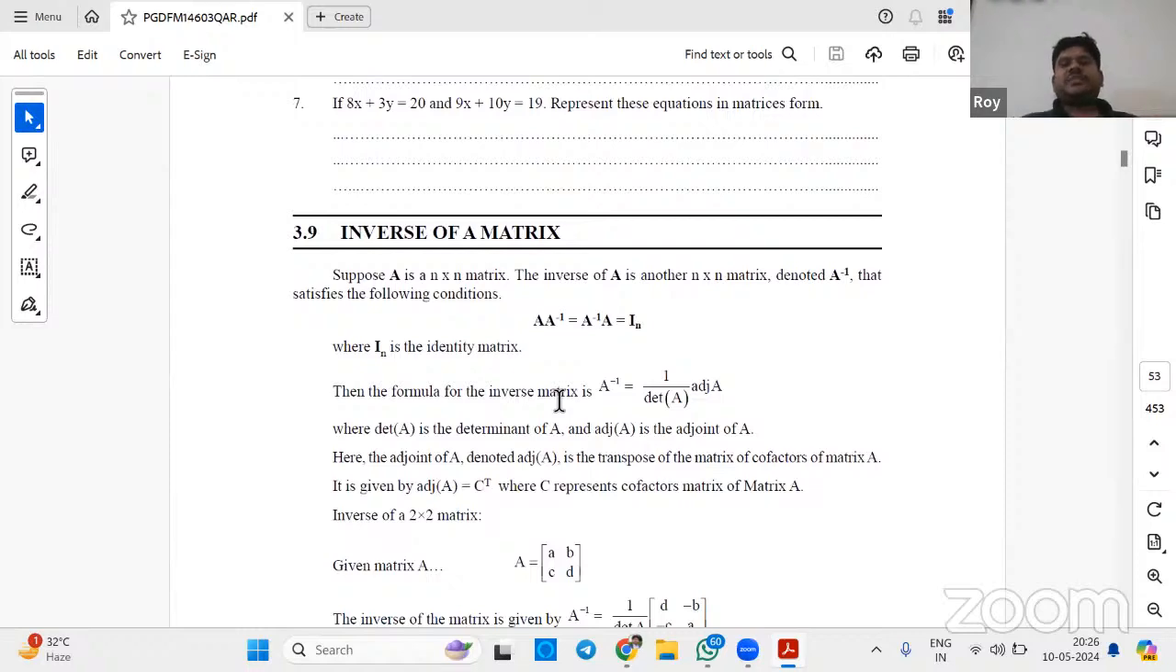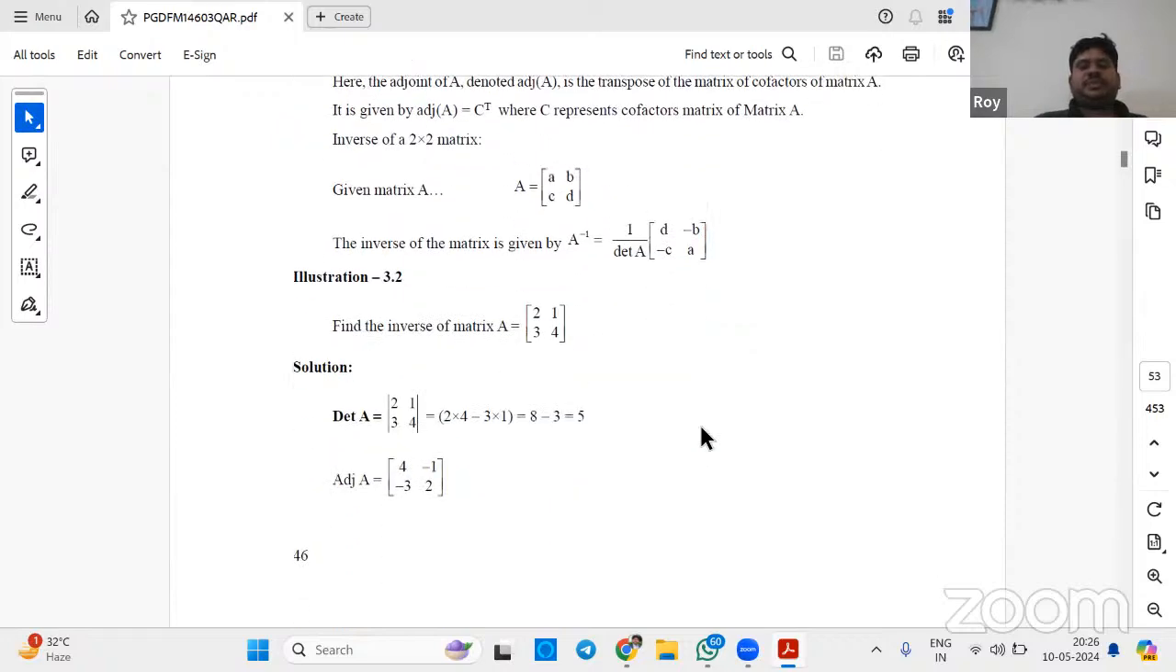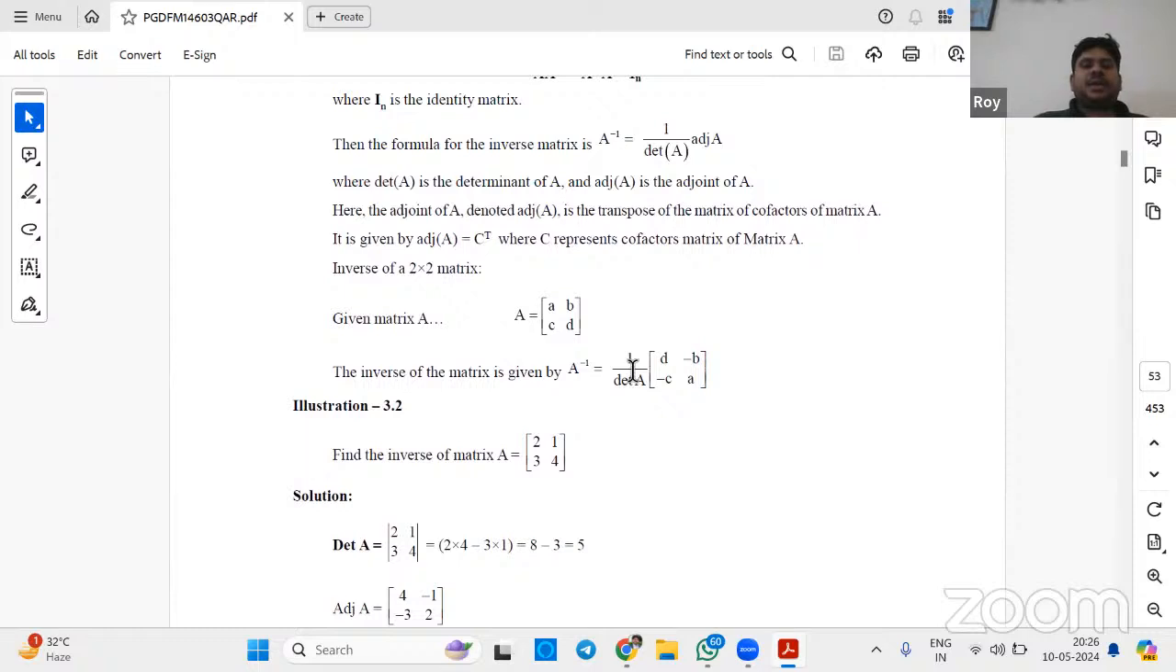Now, inverse of a matrix. This is also important. Directly, let me go into that. If it is a square matrix, the inverse is 1 by determinant of A times the matrix where the two diagonal elements are swapped: A will come down, D will go there, and B and C will get minuses. Very simple. Now, in the formula we have one thing: 1 by determinant of A into D, minus B, minus C, A.